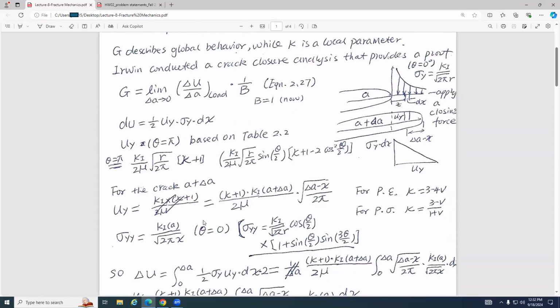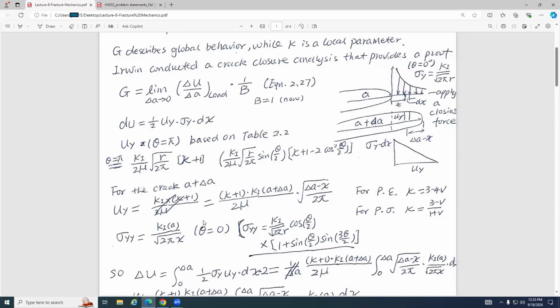Also know that Professor Irwin appeared many times in this context. He's a very famous person in fracture mechanics. Professor Irwin conducted a crack closure analysis that provides a proof. So what does that mean? Crack closure. They want to do this, okay?